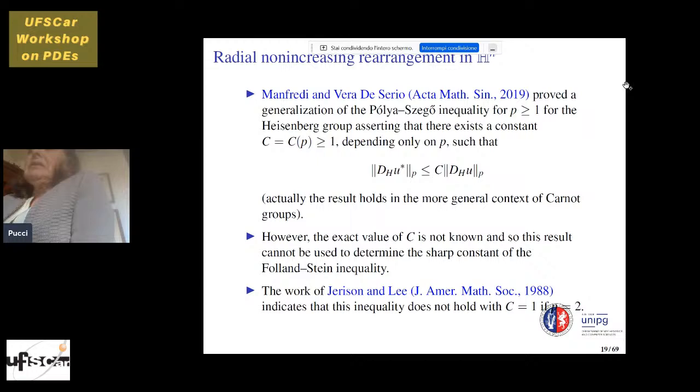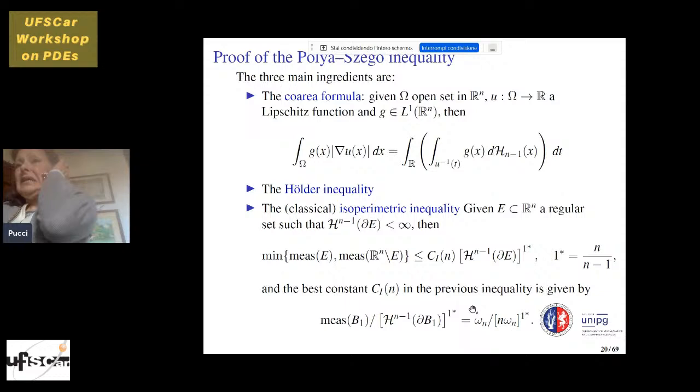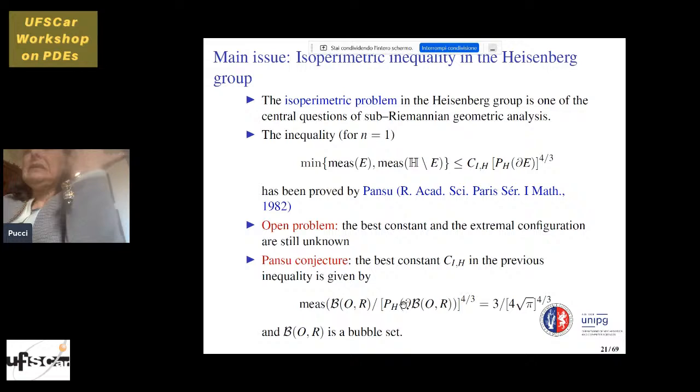Okay, there are several recent contributions. Manfredi and coauthors proved that the Pólya-Szegő inequality holds in the context of the Heisenberg group for any p greater or equal than 1, but there is a constant c depending on p in which it is false. So with p equal 1 is this old famous paper of Jerison and Lee, which is true only in the case p equal 2. So this is the proof of the Pólya-Szegő inequality in R^n, and this is the main difficulty.